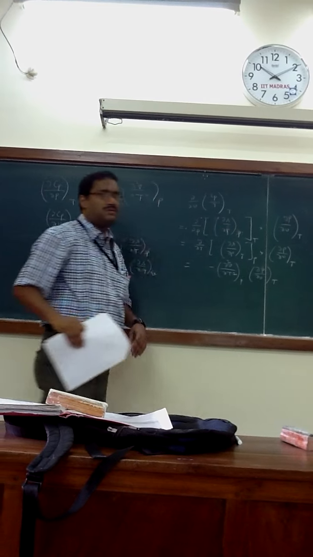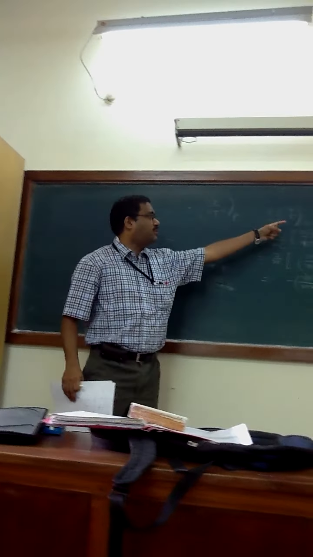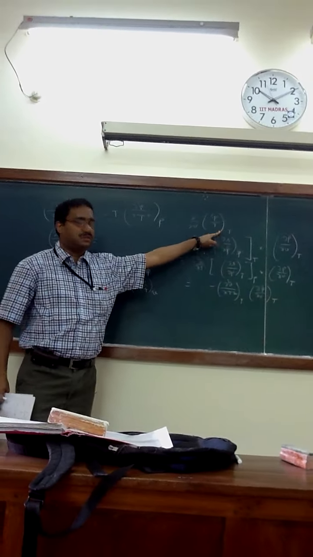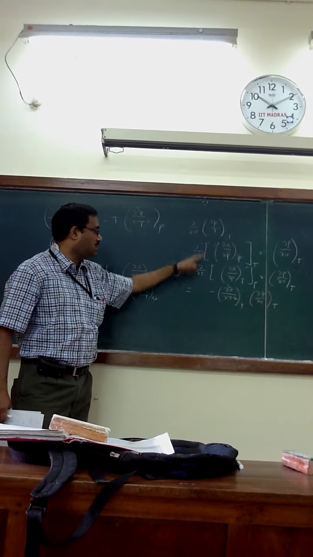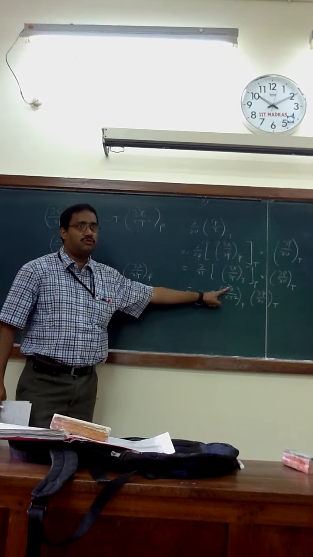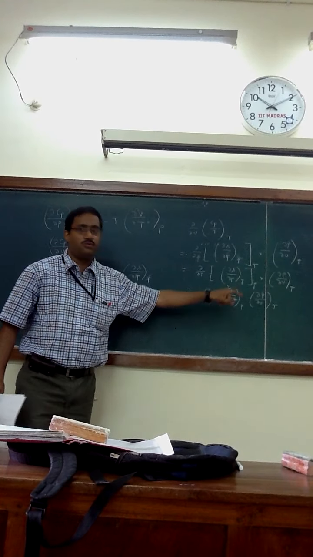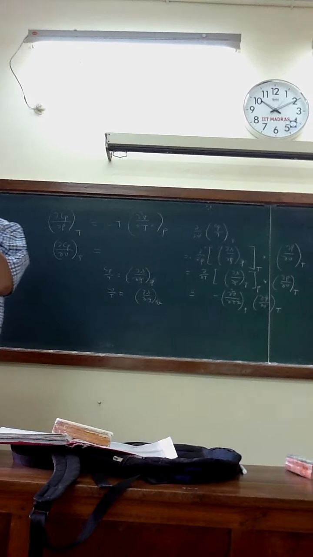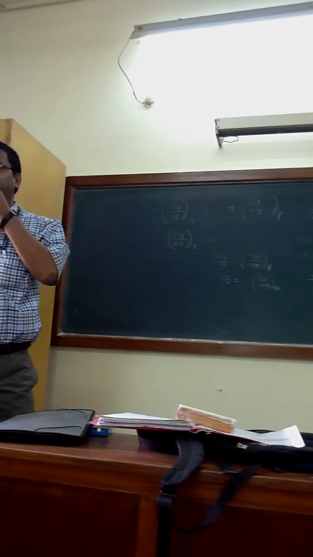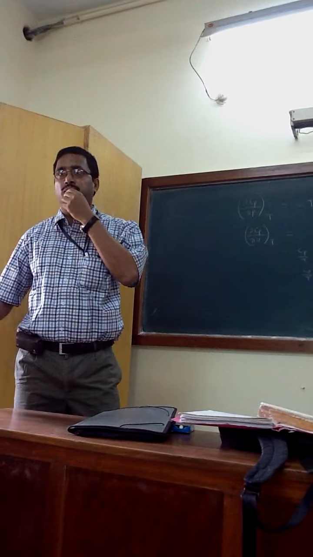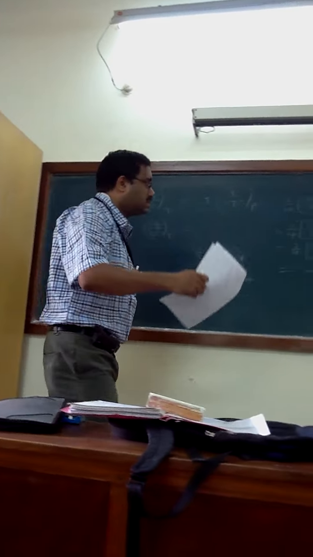Is that correct? Now T should go out because T is constant, so you don't take the differentiation. So it will be dou Cp with respect to dou V at constant T equals minus T dou 2V by dou T square at constant P, with respect to dou V at constant temperature. Is that correct? Any confusion? Correct, no?